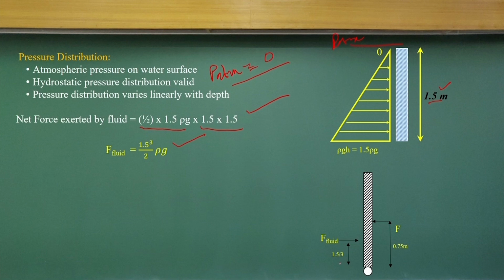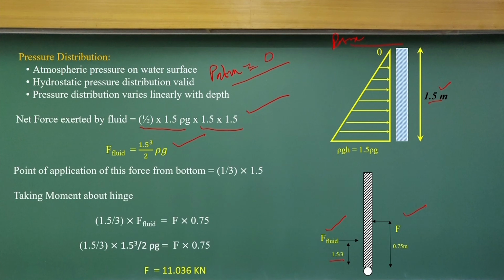So, at the 1/3 distance location acts the F fluid. We know the distance, so we just take a moment about the hinge to compute what will be the F. The force into distance is the moment we take. So, finally, it comes out to be 11 kilonewtons.